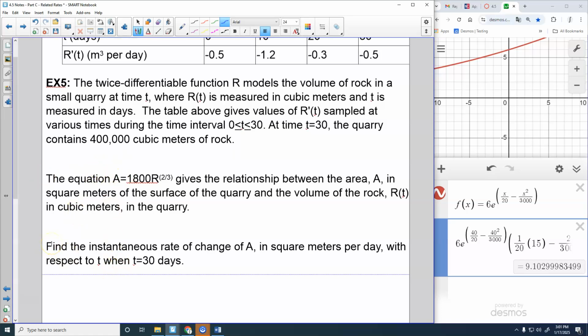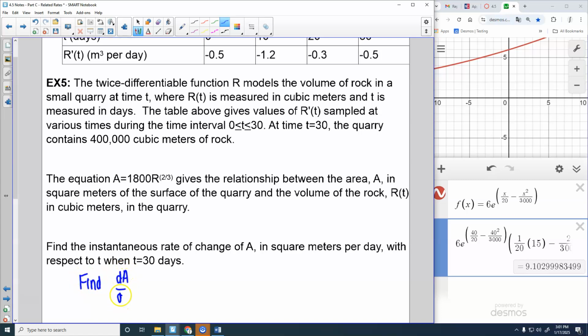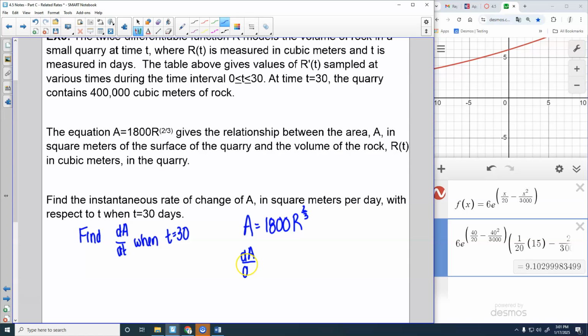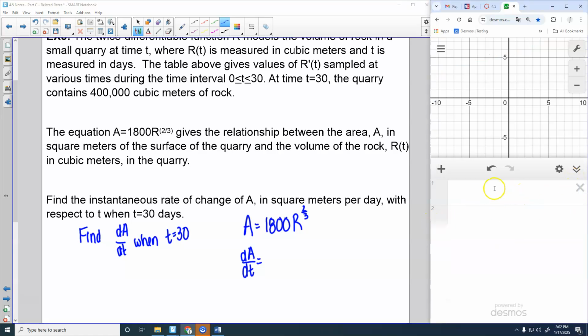So let's start with what we're looking for. What are we looking for? It's usually in your last sentence. It's dA/dt. So we're finding dA/dt when t equals 30. So our equation for A is 1800 R to the 2 thirds. If we take the derivative of this, we'll get dA/dt equals, let's do 1800 times 2 thirds, and it's going to be what, 1200?